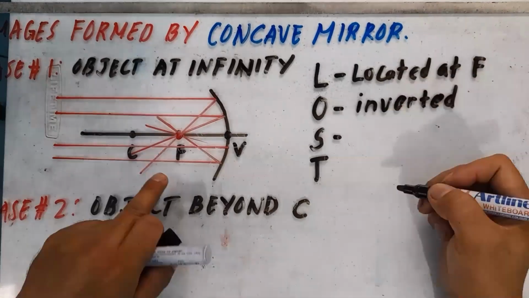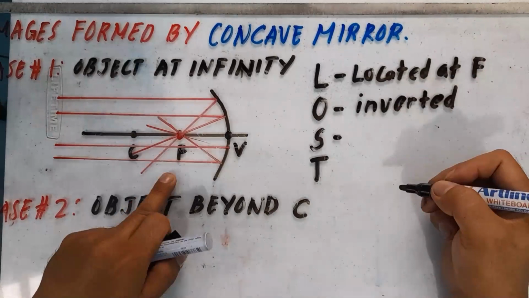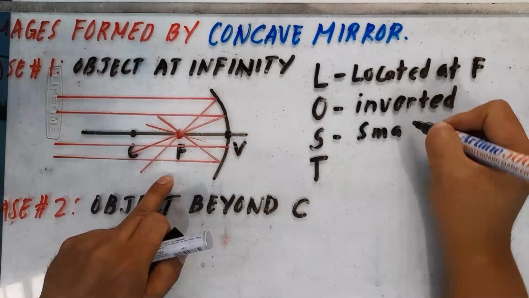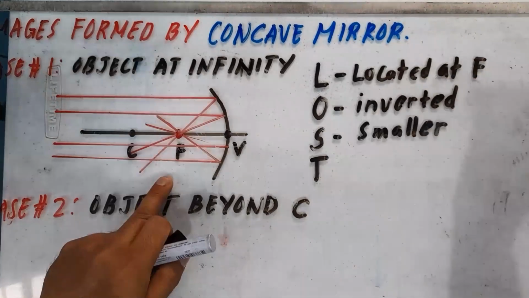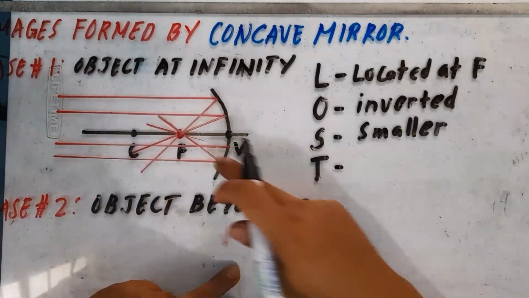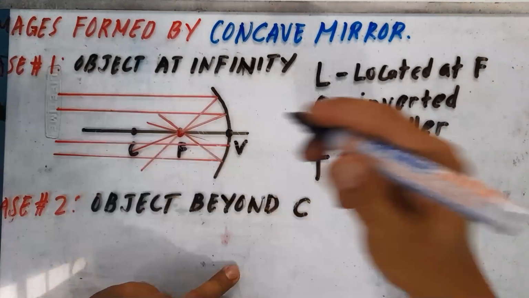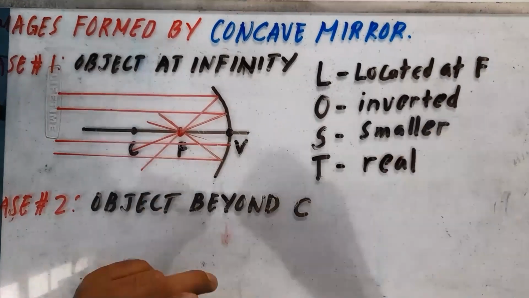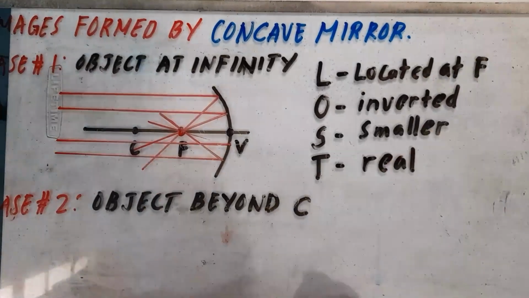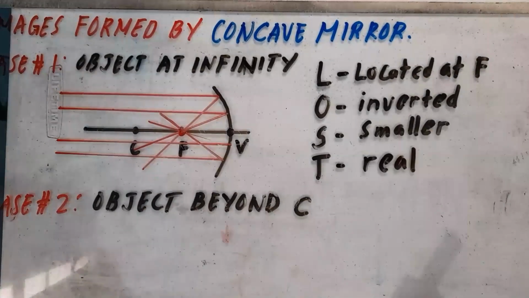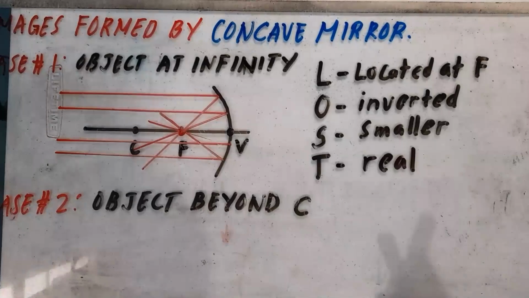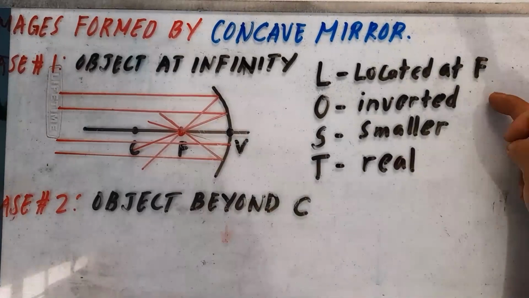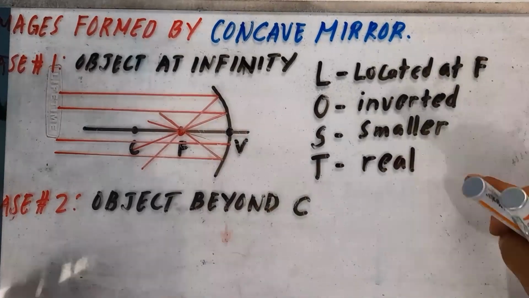What will be the size? Definitely, it is just a dot. It would be smaller than the object. And the type: since it is formed in front of the mirror, it should be a real image. In case number 1, the object is at a very, very far distance from the mirror, or at infinity. The image formed will be located at the focus, inverted, smaller, and real.